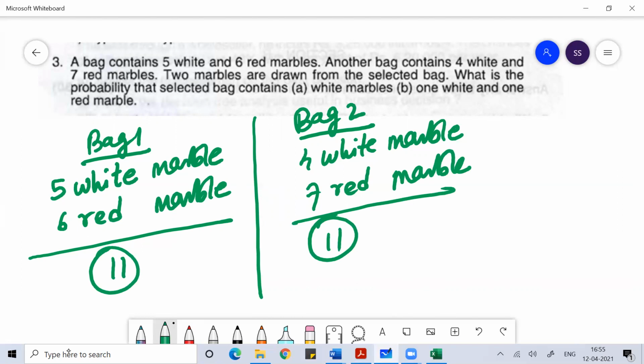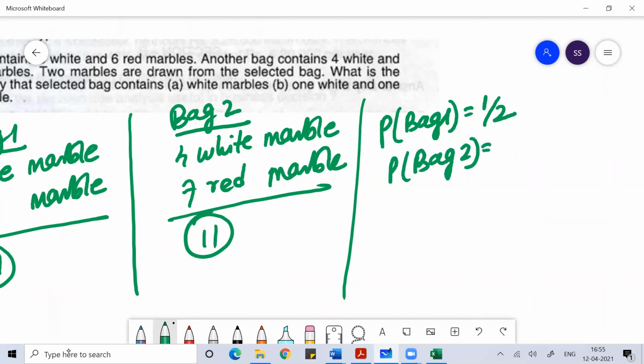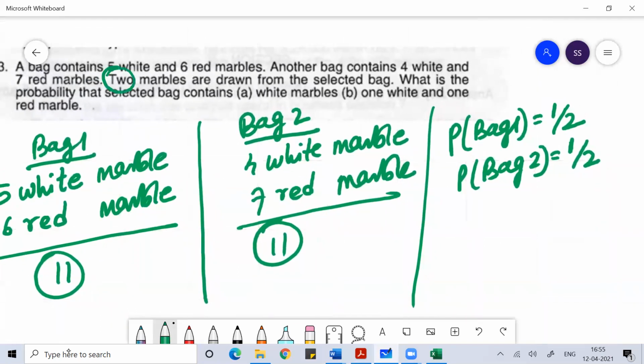Again, this bag also contains 11 marble. Two marbles are drawn from the selected bag. They have not given which bag you select, so you can select any bag. Probability that you select bag one is 1 by 2. The probability that you select bag 2 is again 1 by 2, because which bag you're selecting is not given. Two marbles are selected, so you can use NCR here. What is the probability that the selected bag contains white marble?